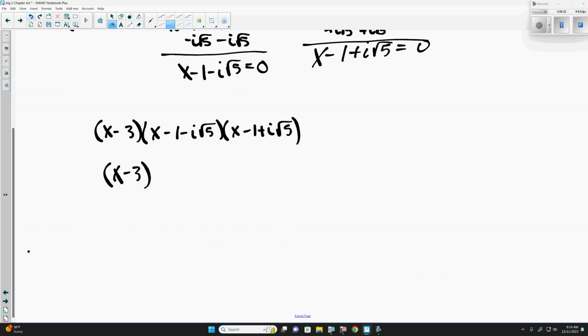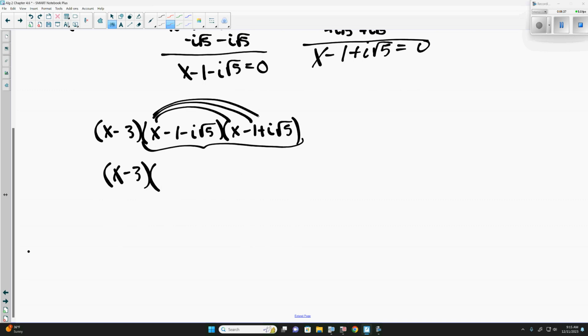We're just going to do these here first, because whenever we have complex conjugates, we're going to multiply them first. It's going to make things a little bit easier. And it'll give us a lot less terms to work with when we have to finally simplify everything down.